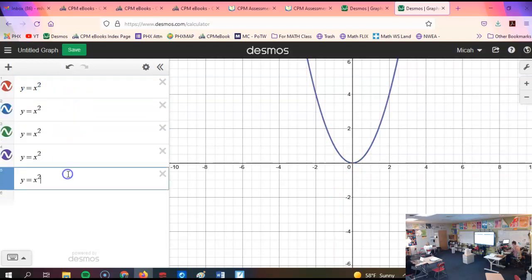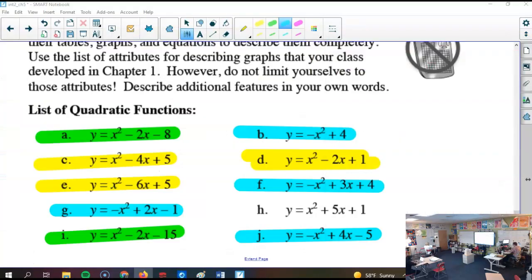Guys, so a lot of times, look at what I'm doing. I am copy pasting a bunch of parent functions. Then I'm going to modify them. Because it's easy to get that x squared if I just copy paste, Control C, Control V. So I think I'm going to throw my blue. No. What functions do you guys want to try up on the board?